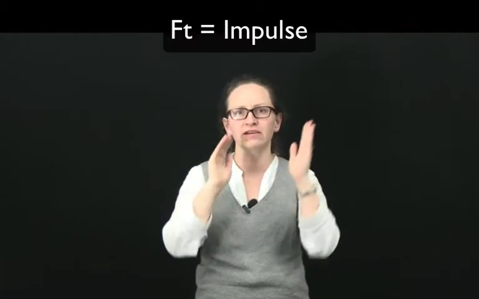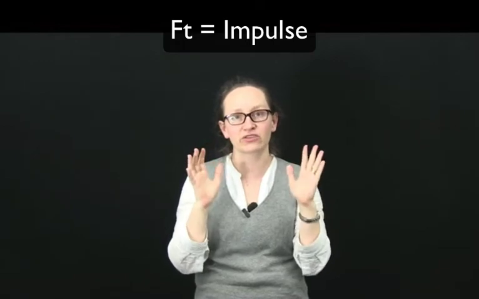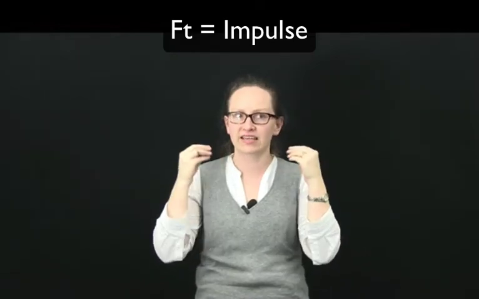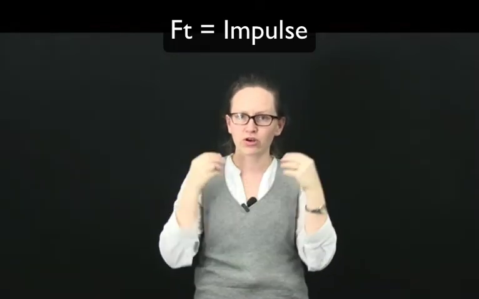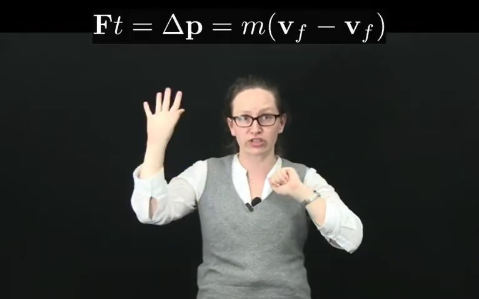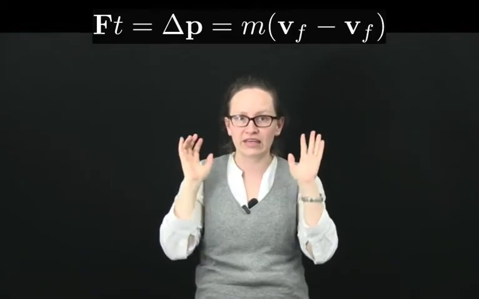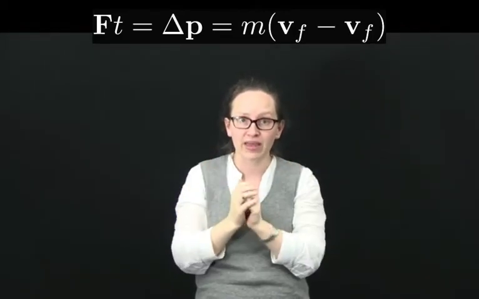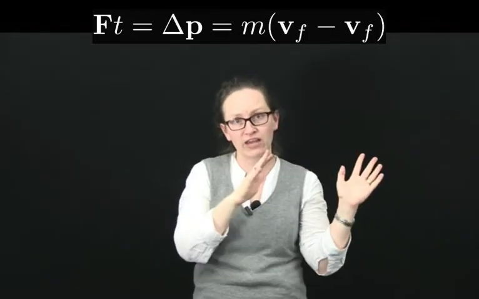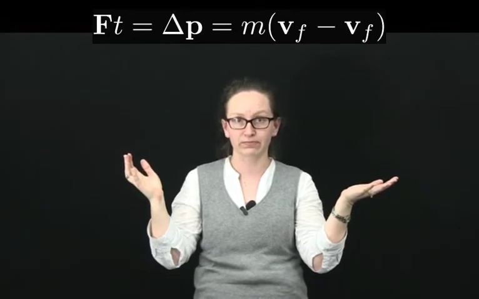So the quantity, force times time, Ft, actually has a special name. It's known as the impulse. So the equation that we've just derived, Ft is equal to the change in momentum, also has a special name. It's called the impulse momentum theorem, and it says that in order to change the momentum of a body, we need to have an impulse.